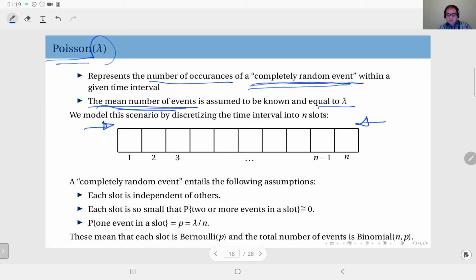Now we are going to model this by discretizing the time interval into n slots. So this is my time interval, and I'm going to divide this into n equal slots. But for practical purposes, this n will be a large number, and later on we will take the limit to infinity.